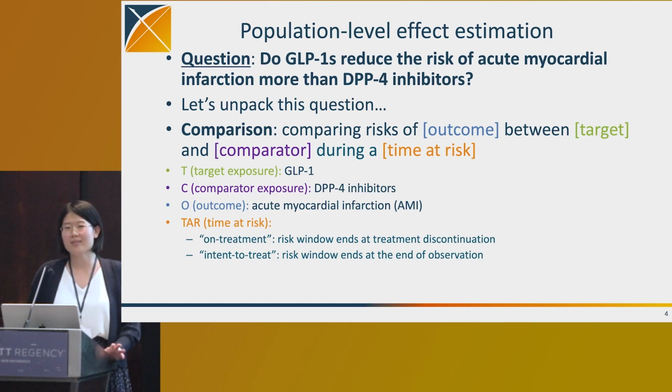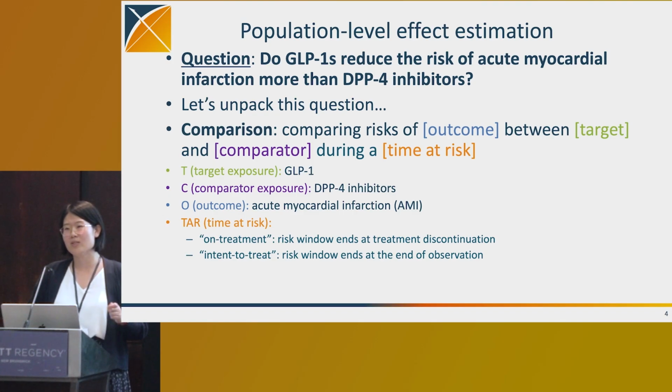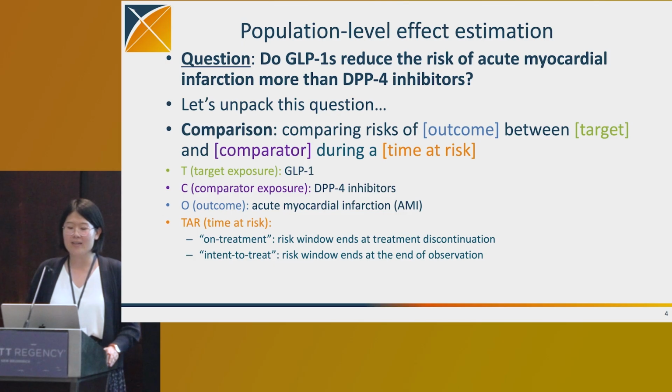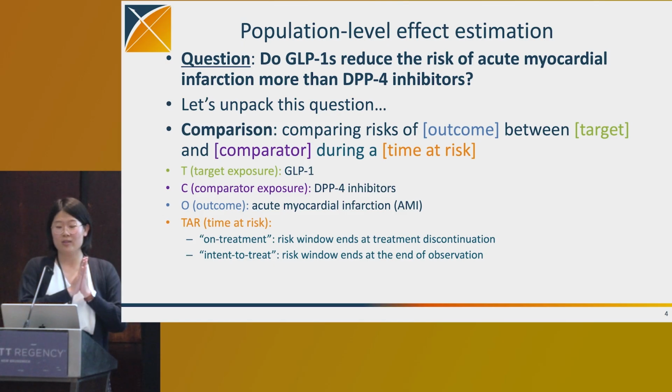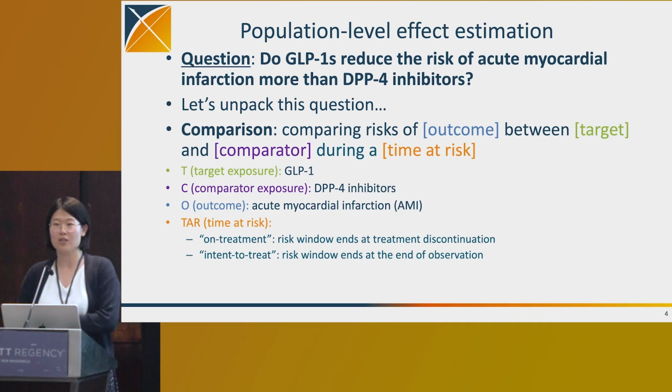But you may go, well, this doesn't work for me because the patient can switch treatments, or the patient can do all kinds of crazy things that would make you consider them no longer eligible in the target cohort. And in that case, you want to adopt a more on-treatment design, meaning you want the risk window to end at treatment discontinuation.